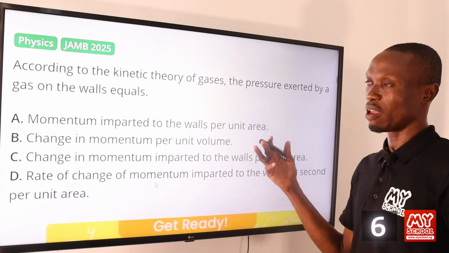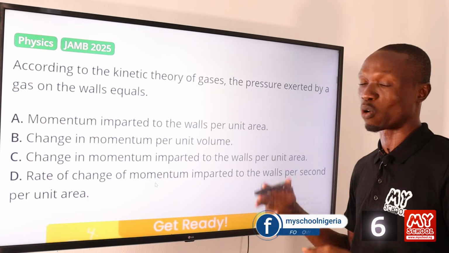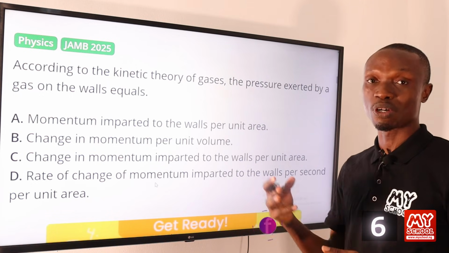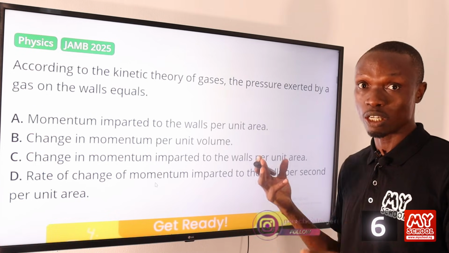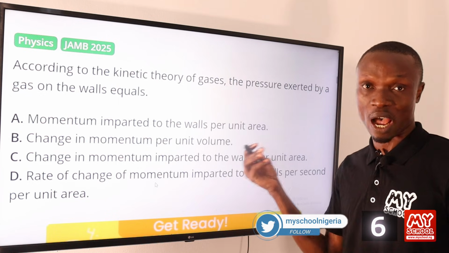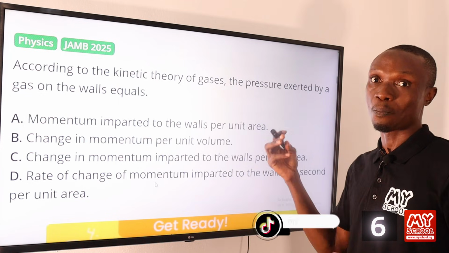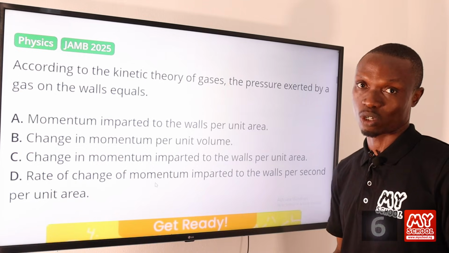The reason is that gas molecules collide with the walls of the container, and this collision brings about momentum, right? And the pressure of collision depends on how fast this momentum is transferred to the walls of the container per unit area. So that makes option D the correct answer to this question.